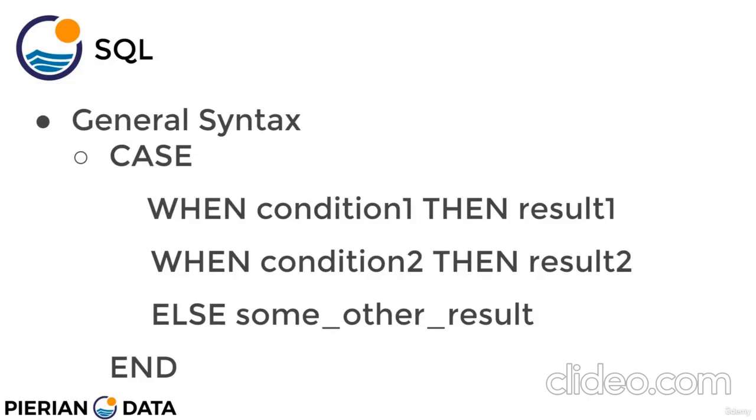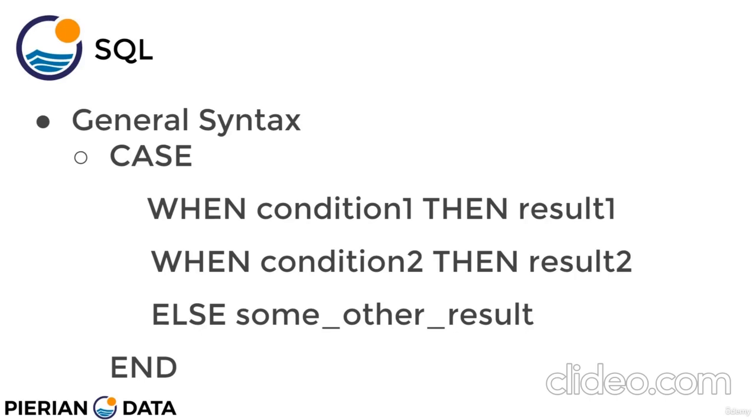And the way it works is at the very beginning, we're going to start off with the case keyword. And then we have when and then keywords. So we start off by saying case, and then when a certain condition is met, then have some sort of result returned. And then if we want to check against another condition, we can keep listing them. So when condition 2 occurs, then return result 2.